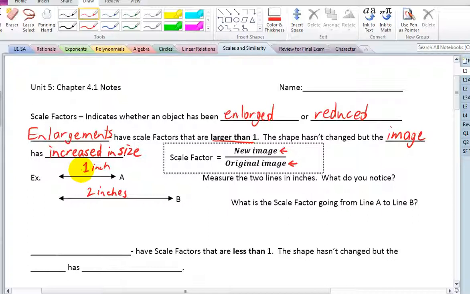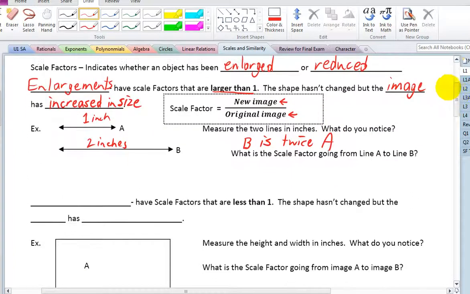So, what do you notice? State the obvious, please. B is twice A. Now, some people said, well, A is half of B. You're right. But that means that's going in the other direction. We're going to talk about that in a second.